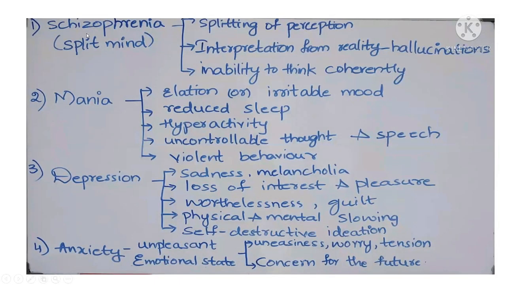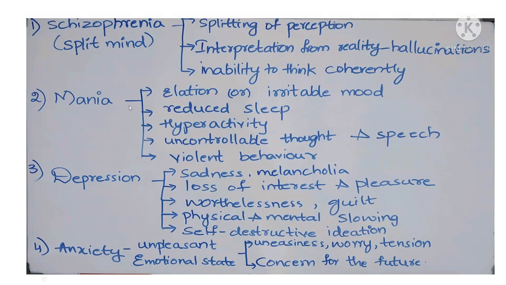Schizophrenia is a split mind, a splitting of perception, the person's inability to differentiate between good and bad, and inability to interpret reality, that is, hallucinations. The person will be experiencing something which is not real, with inability to think coherently. His thoughts will not be clear.